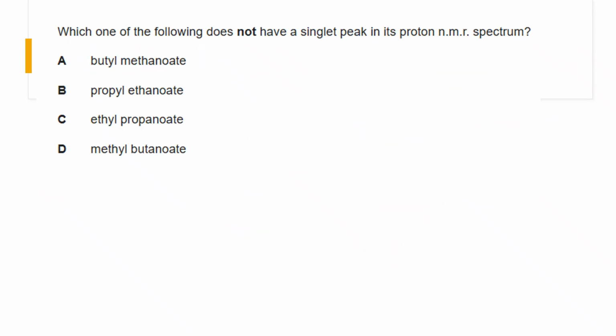Okay, next one. With this one, we are looking for which one does not. Remember, that does catch people out. Don't let it catch you out. So it does not have a singlet peak on its proton NMR. So for proton NMR, what you will notice is all of these are esters because they end in -oate.